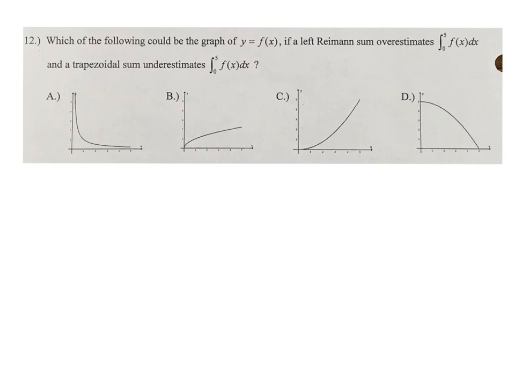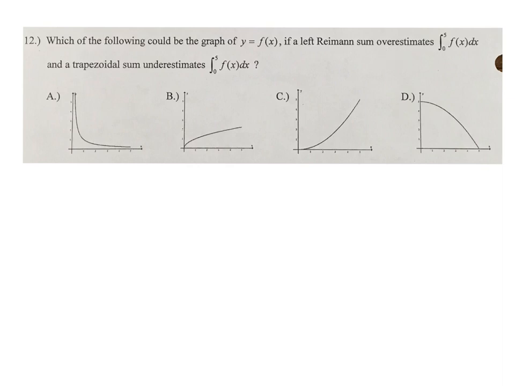Problem number 12 asks us, which of the following could be the graph of y equals f of x if a left Riemann sum is an overestimate of the integral from 0 to 5 of f of x dx, and a trapezoidal sum underestimates the integral from 0 to 5 of f of x dx. So let's just do a quick analysis here. Now, if you can memorize all this stuff, it's great, but you can always sketch a quick picture to determine when a left Riemann sum is an overestimate or an underestimate.